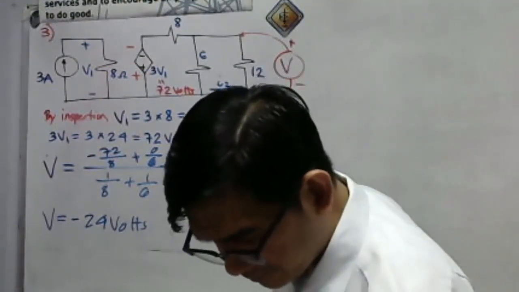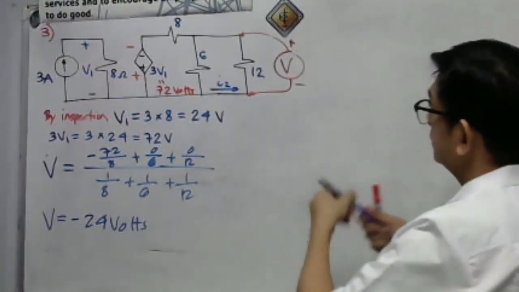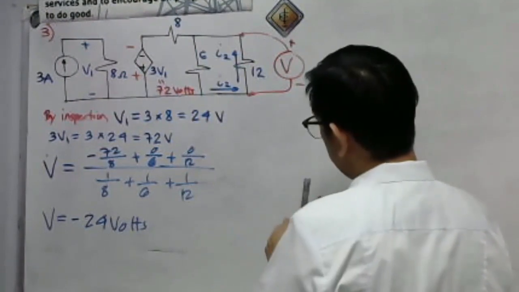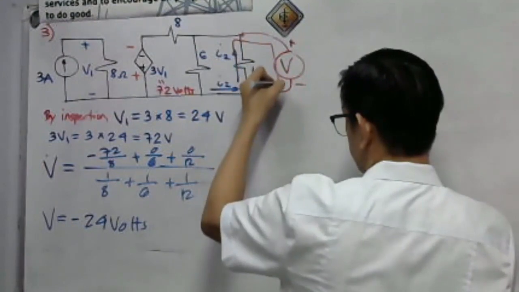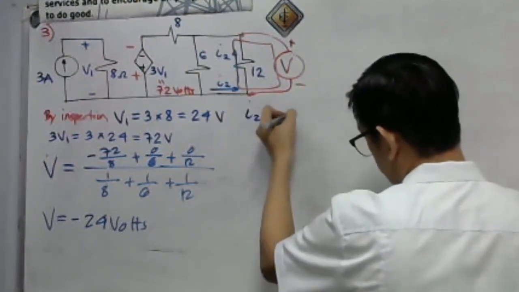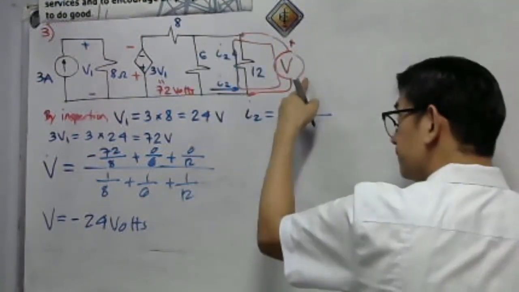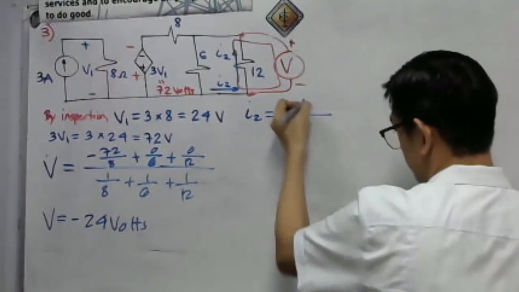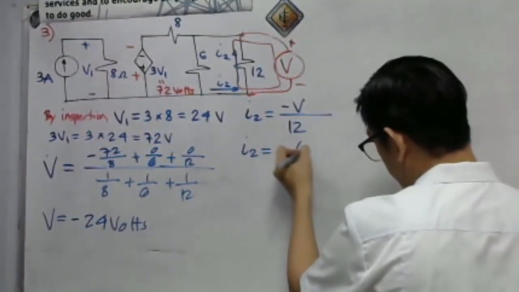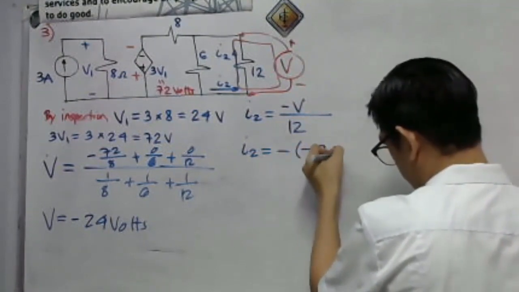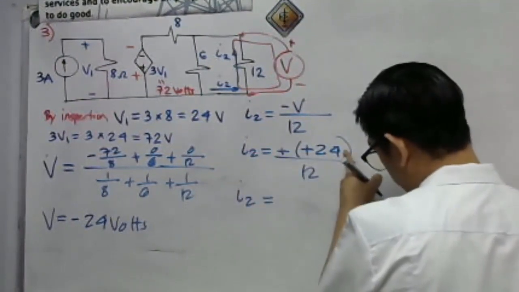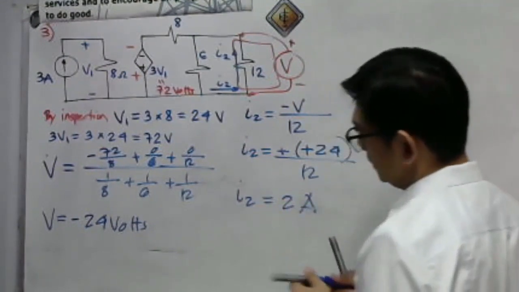Take a look here. This is I sub 2. It is just this current. Let's make use of one complete loop. The voltage is negative, then the resistance is 12. So, negative 24 divided by 12, negative, positive, there, is 2. That will be our answer.